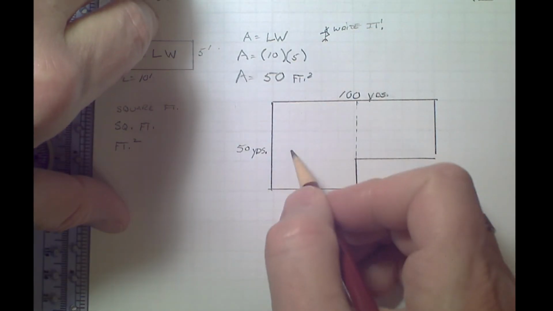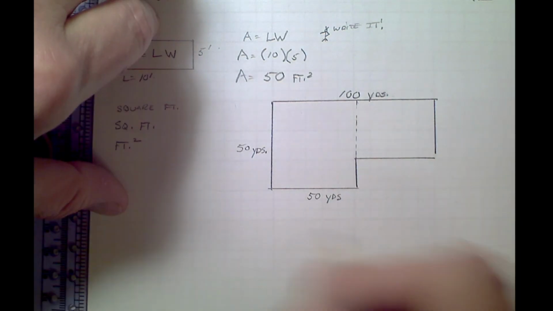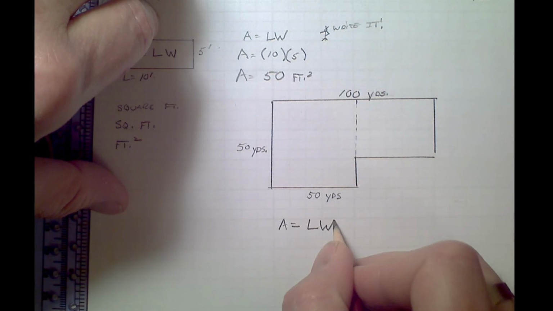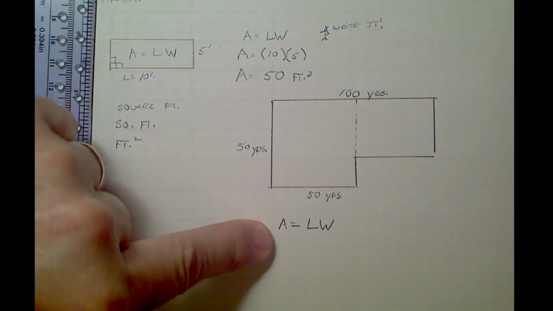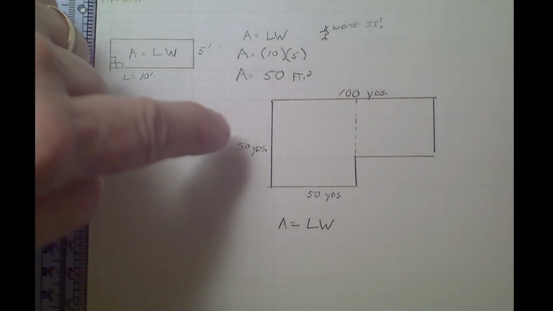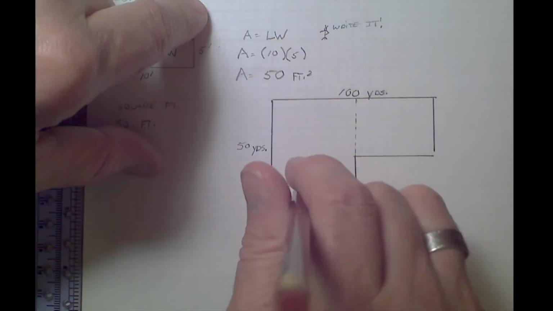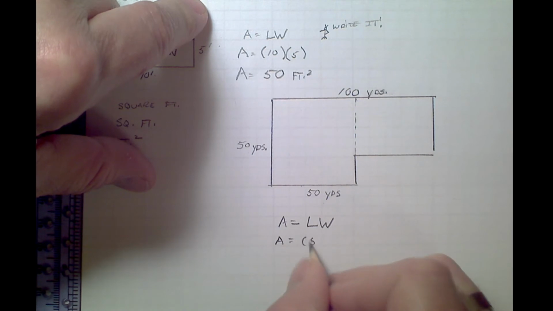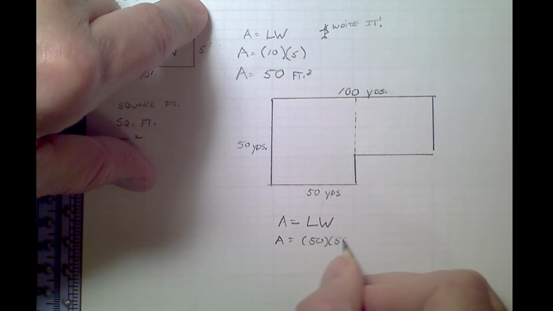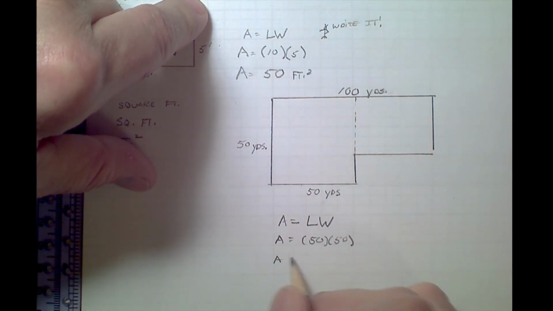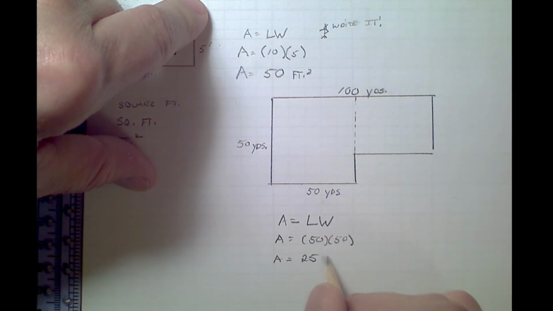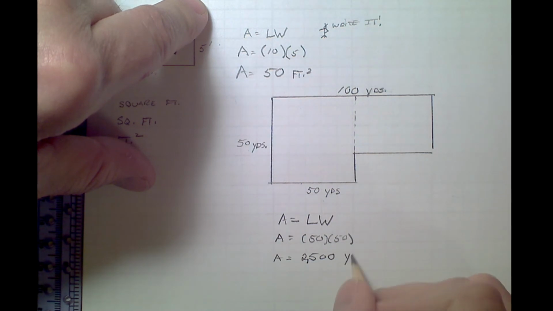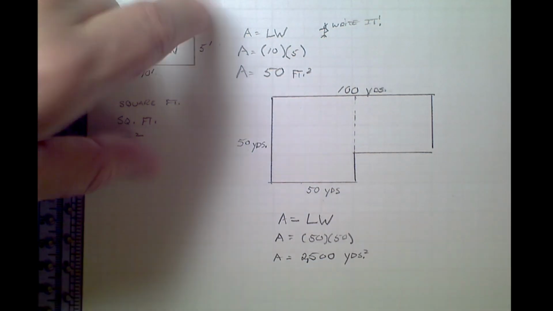How long it is times how wide it is. Area equals how long it is times how wide it is. If you have a formula, write it. Okay. 50 times 50 is, well, 5 times 5 is 25, and there's two zeros. So 50 times 50 is 2,500. Yards times yards is yards squared. Okay, cool. I got this one.